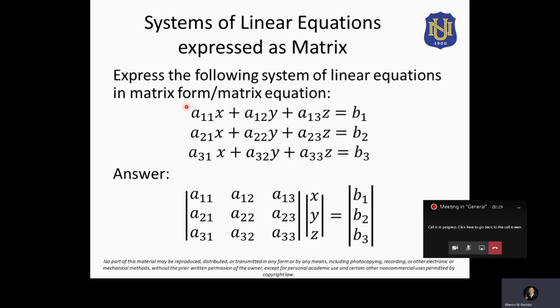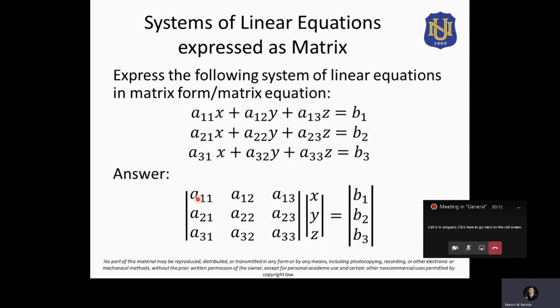So we can rewrite this system of linear equations into its equivalent matrix form. First, these are the coefficients of our equation, a11, a12, a13 up to a33. Then x, y, and z are the unknown variables. You just write it this way, and it will be equal to the constants, which are b1, b2, and b3.